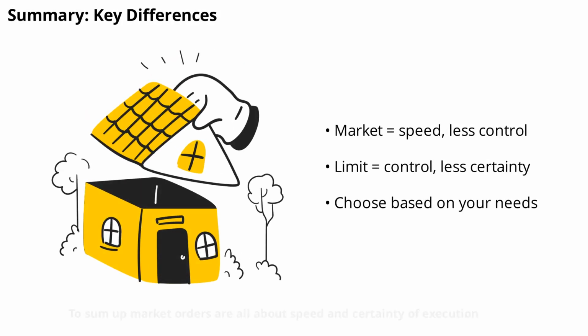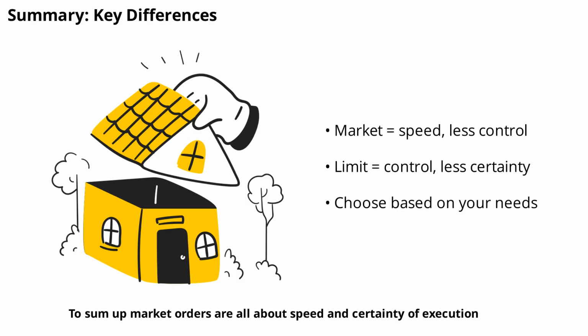To sum up, market orders are all about speed and certainty of execution, but you give up control over the price. Limit orders give you control over the price, but there's no guarantee your trade will be filled. Knowing when to use each type is essential for successful trading.